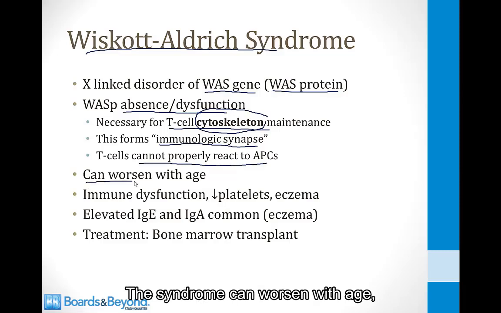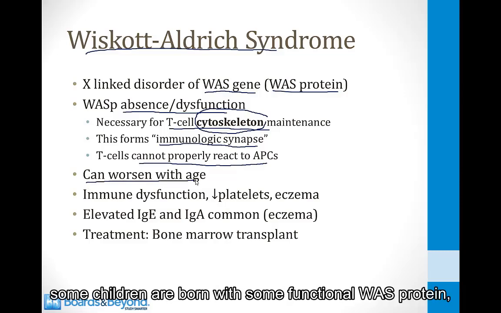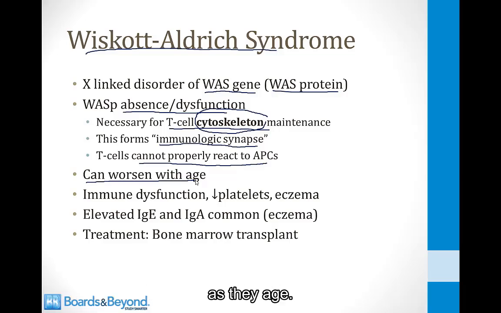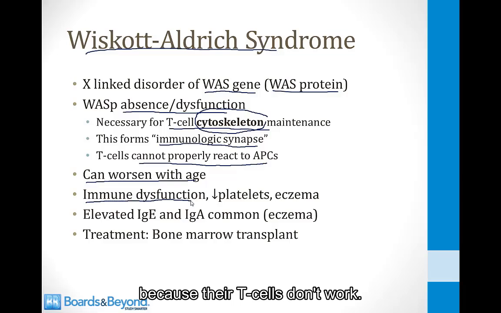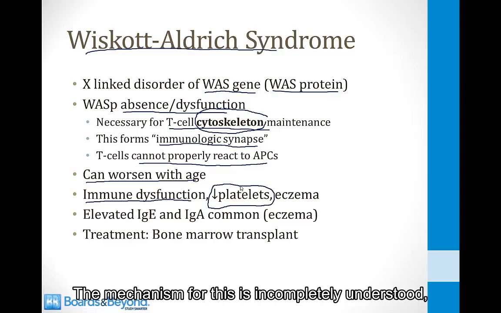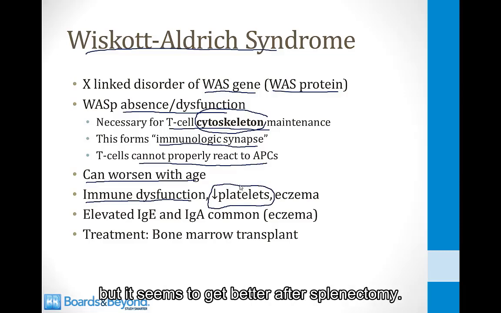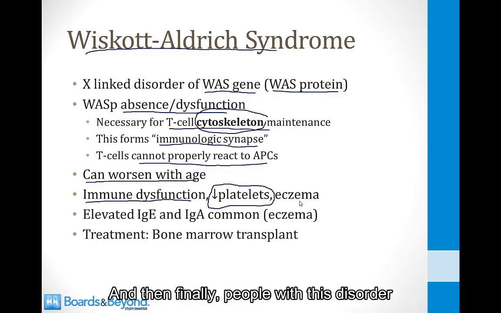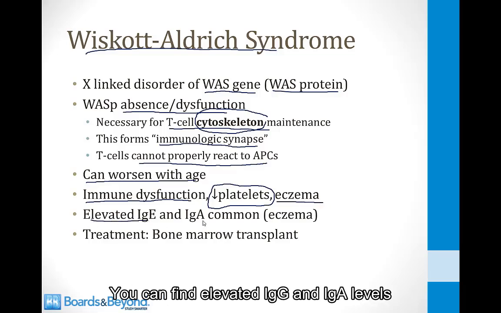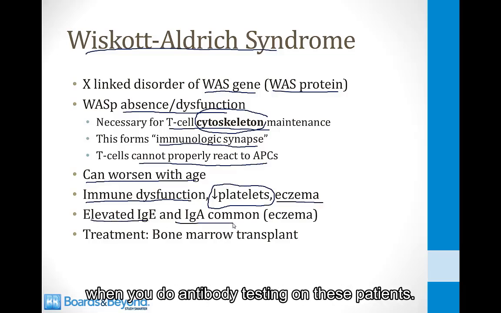This syndrome can worsen with age. Some children are born with some functional WAS protein, and then that amount of functional protein declines as they age. The people with this disorder obviously get immune dysfunction because their T cells don't work. In addition, they have low platelet counts. The mechanism for this is incompletely understood, but it seems to get better after splenectomy. So there is some consumption of platelets that occurs in this disorder. And then finally, people with this disorder often suffer from eczema. They have a lot of hypersensitivity. You can find elevated IgG and IgA levels when you do antibody testing on these patients.